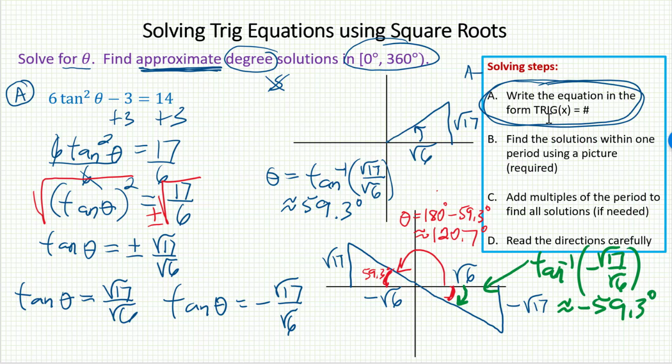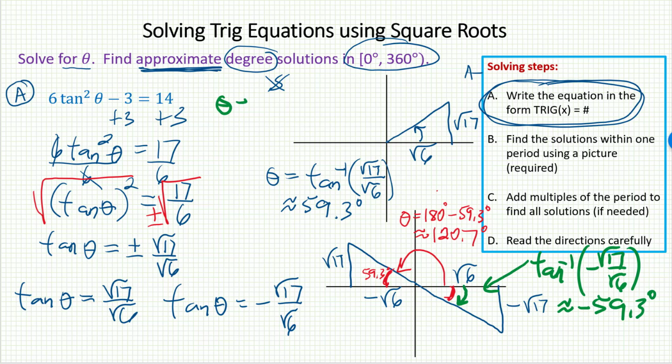Okay, are we finished? Do we have to do part C? Well, yes and no. This one's a little tricky. I don't want all the solutions, but I do want more than just one period. So far, we've only found the ones between 0 and 180. So I'm going to have to at least think about part C in order to get all the answers that I want.